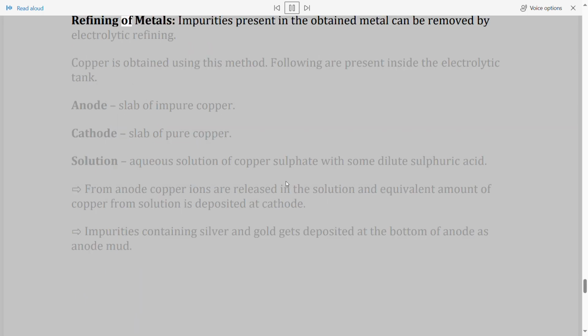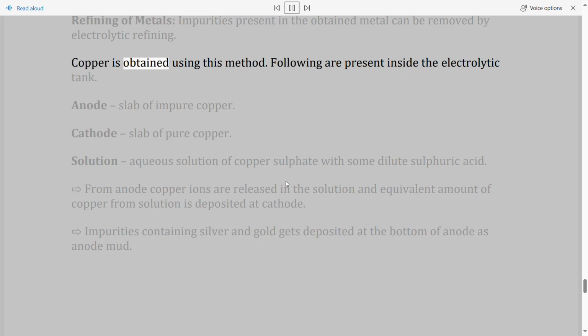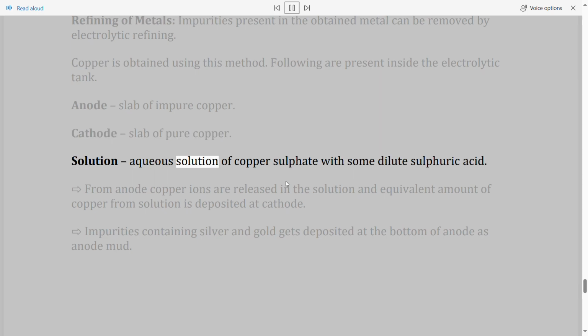Refining of metals. Impurities present in the obtained metal can be removed by electrolytic refining. Copper is obtained using this method. The following are present inside the electrolytic tank. Anode slab of impure copper. Cathode slab of pure copper. Solution: aqueous solution of copper sulfate with some dilute sulfuric acid.